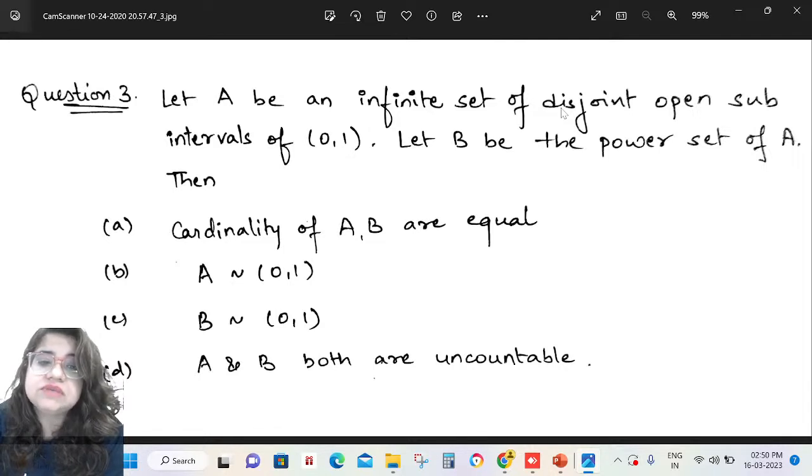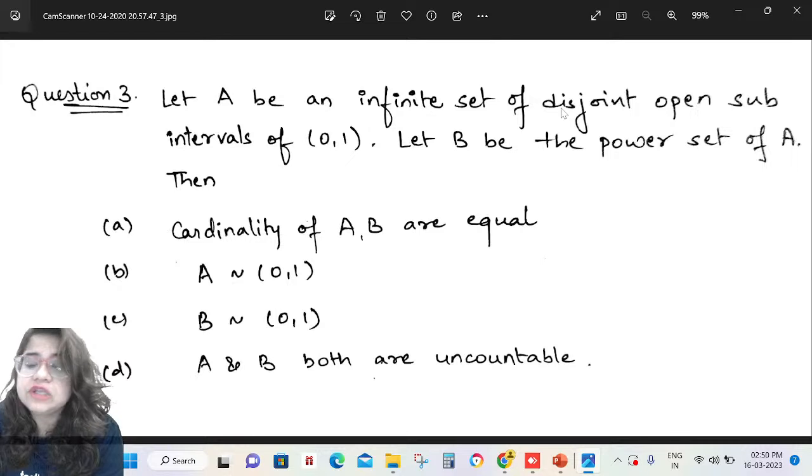A set comes out to be similar to (0,1), either A or B. That's in options B and C. And the third one is that both come out to be uncountable. So please try and work out this question, and then we'll discuss it. I'm giving you 2 to 5 minutes to work out the question, and then we're going to discuss how to do this question.